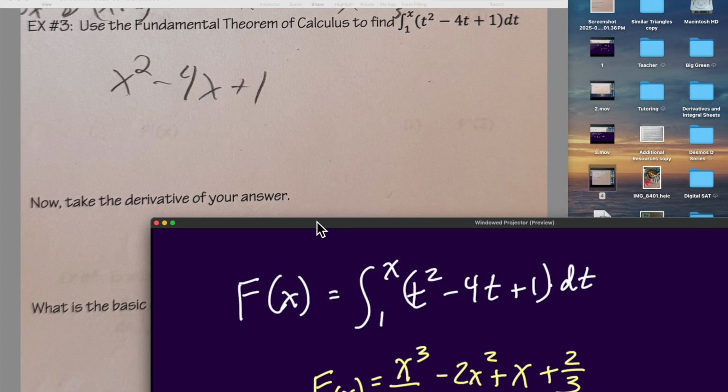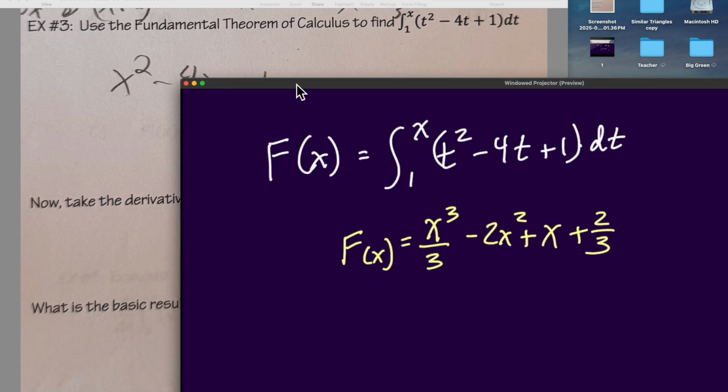In the next part of this exercise, they want us to take the derivative of our answer. So here's our answer here. We took the antiderivative, we plugged in 1 and x, and we have this function here. Now they want us to take the derivative of that. So f prime of x would be, using the power rule, x squared minus 4x plus 1.